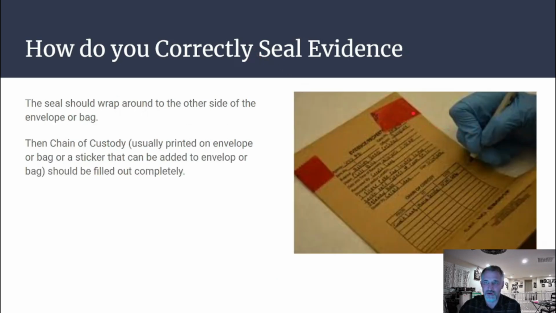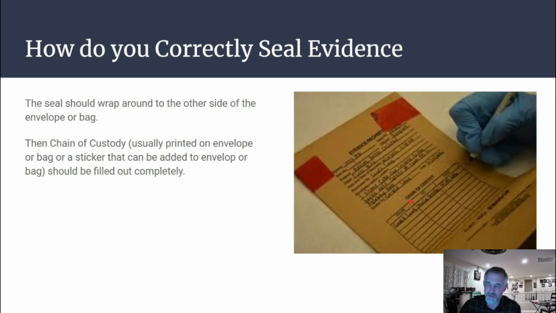So again, if this were on the other side, it would be taped all the way across the seal, and then it's wrapping around part way around the other side of the envelope or bag. And then usually printed on the envelope or bag, you're going to have a chain of custody form that you have to fill out, right? It's got all the information about the agency, the person collecting it, all the information about the crime scene, maybe a case number, et cetera, description of the evidence.